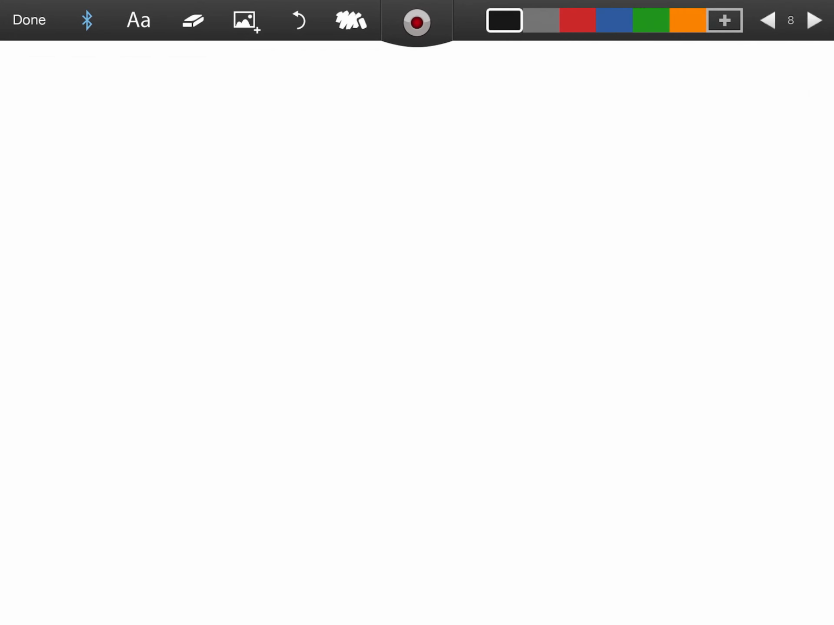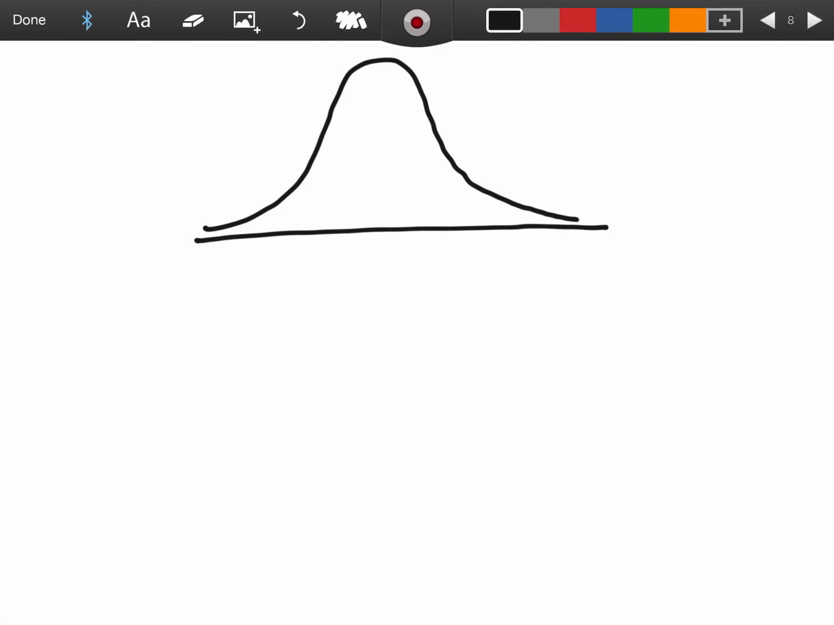I'm going to do a quick diagram here. Let me draw this out. So remember, our sample means have a normal distribution as long as you've got a sample size of at least 30, which you do have here.